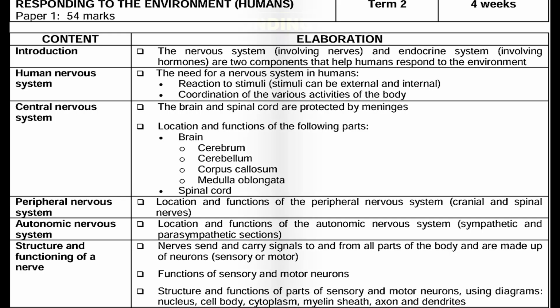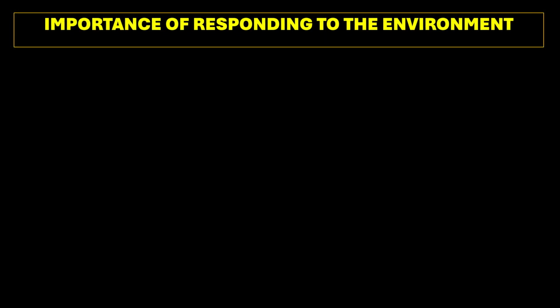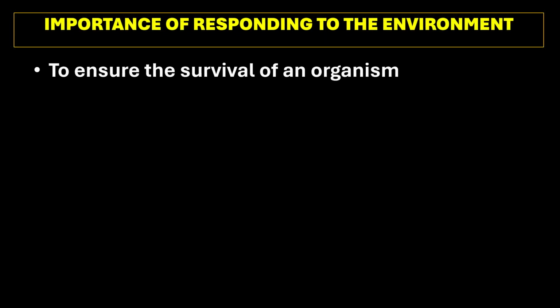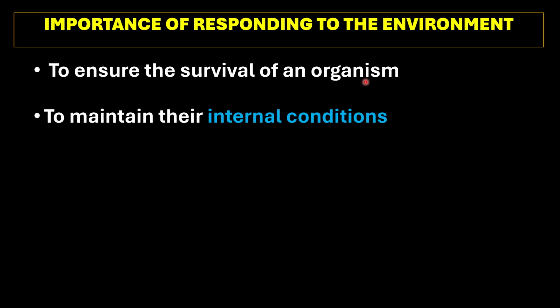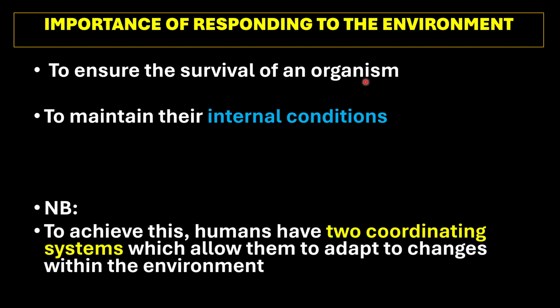So here we have the importance of responding to the environment. Why should we care about the changes that are taking place in the environment, and why should we respond? So one is to ensure the survival of an organism. With regards to humans, it is to ensure our survival. Secondly is to maintain our internal conditions. With regards to humans, we need to respond to the environment so that we can maintain our internal conditions.